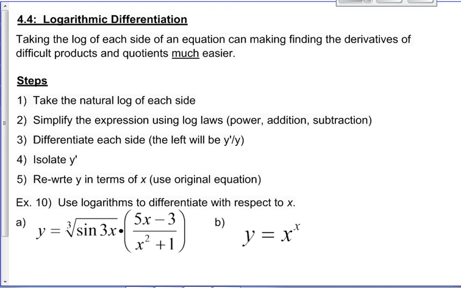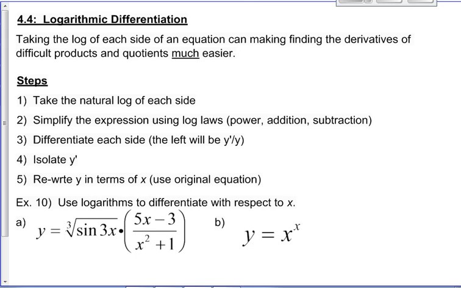Okay, last part. Logarithmic differentiation. This is a technique that can make finding the derivatives of difficult products and quotients much easier. And maybe it won't look that way at first, but sometimes we can end up with really, really nasty expressions. It gives us a way around differentiating them, or a way to differentiate them. It can also make some other types differentiable that wouldn't be possible without this technique.